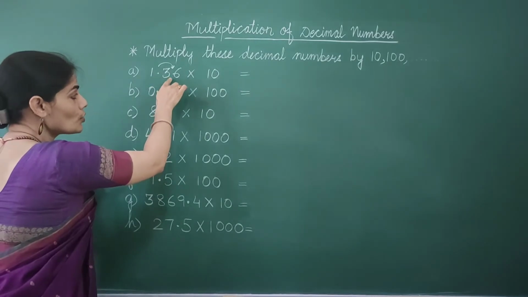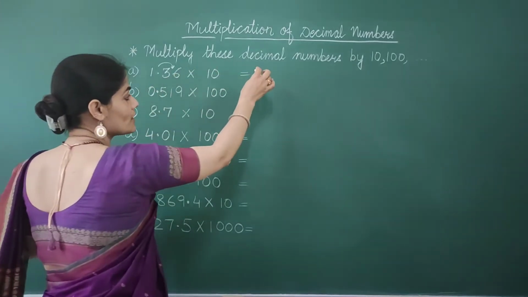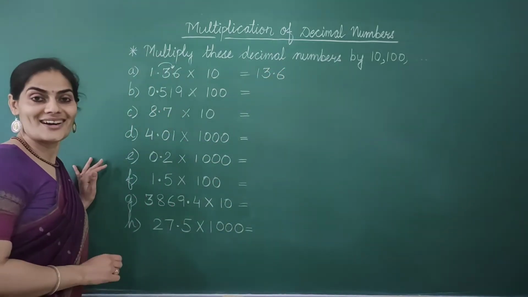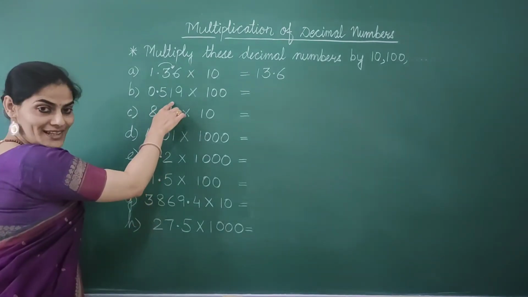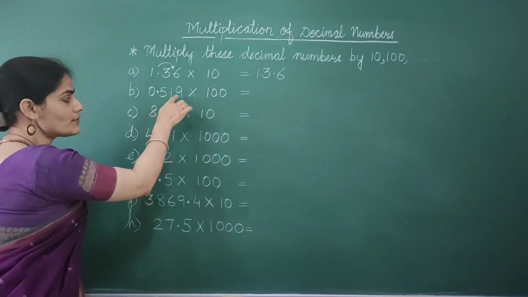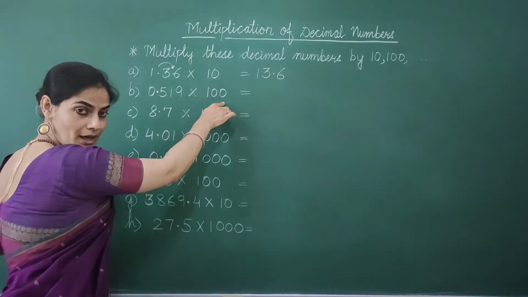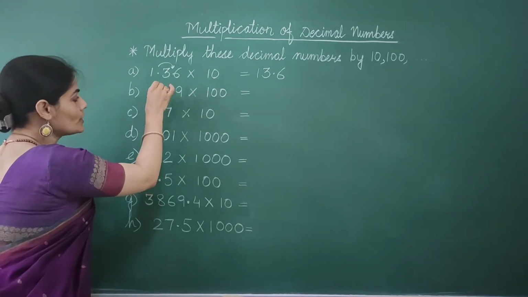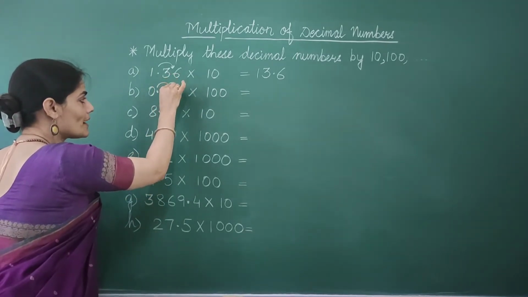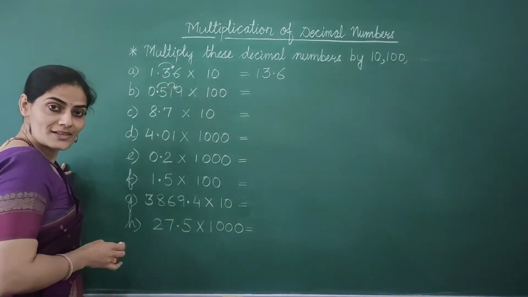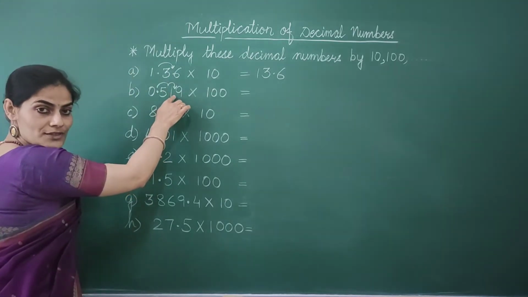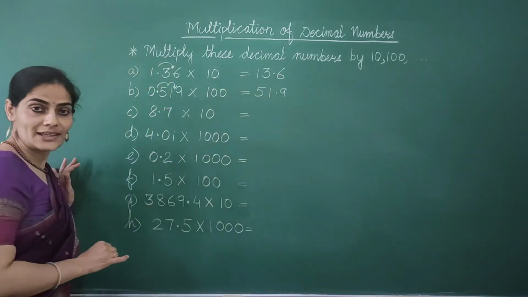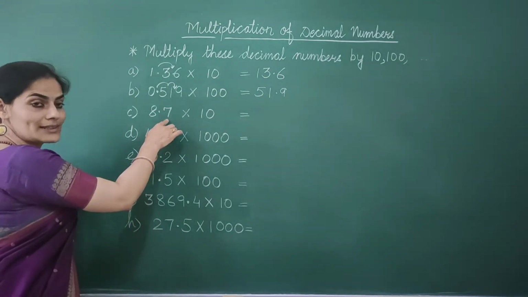That means it is now going to come after 3. So what are we going to write here? 13.6. So this is our answer. Now observe the next one. This is 0.519 multiplied by 100. In 100 there are 2 zeros. So this decimal point is going to shift towards the right by 2 places. So where is it going to come now? It is going to come after 1. So what am I going to write here? 51.9 is our product.